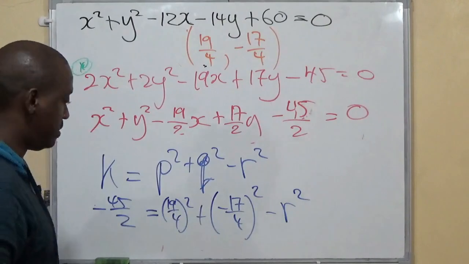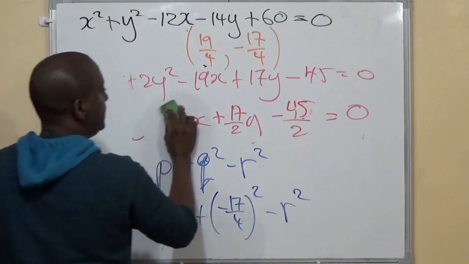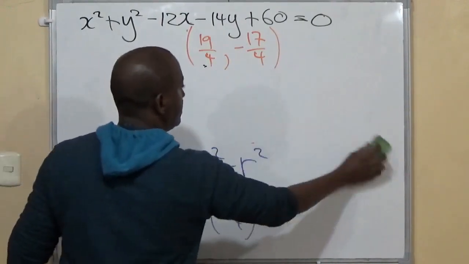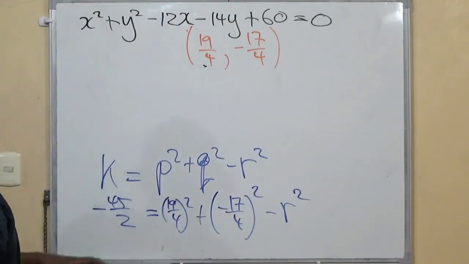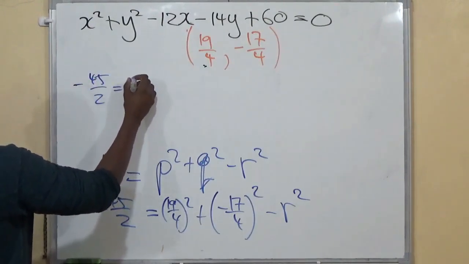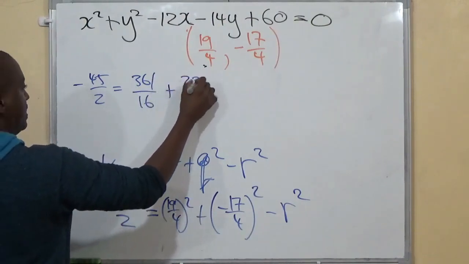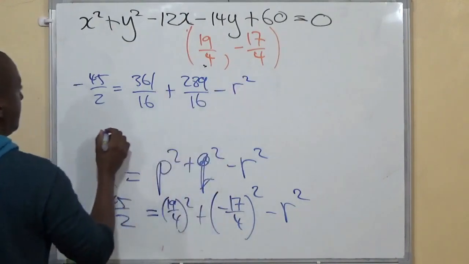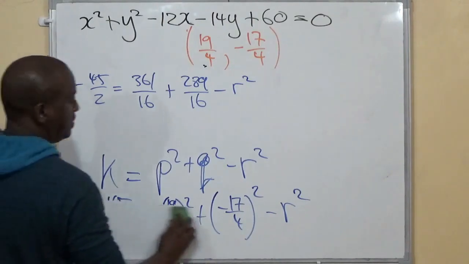Alright, so we're going to rub off this middle section here in red, because we already have the equation of the circle there. You can always rewind the video if you need to. So minus 45 over 2 is equal to 19 squared, which is 361 over 16, plus 289 over 16, minus r squared. Alright, so we can rub off this now.